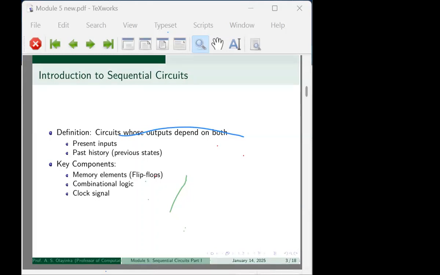The previous states of that particular circuit, okay? And the basic components we can be talking about in sequential circuits include the memory elements. For memory elements, you'll be talking about flip-flops, okay? We have different types of them. Then we also have what we call the combinational logic, and then we have the clock signal. Let me take them one after the other.